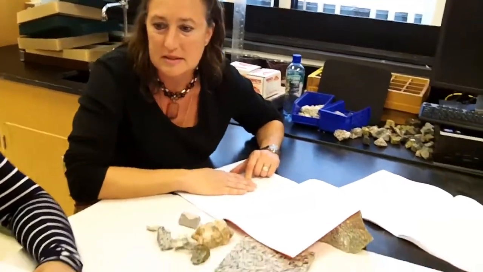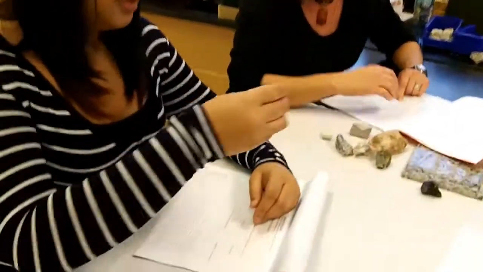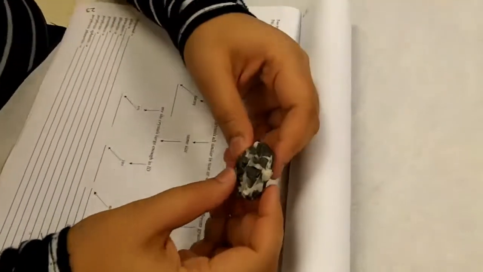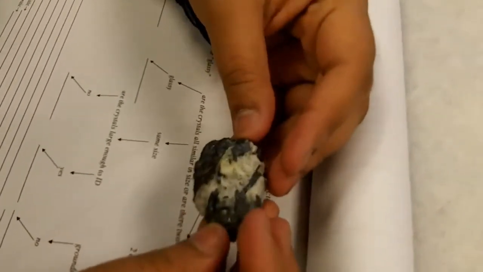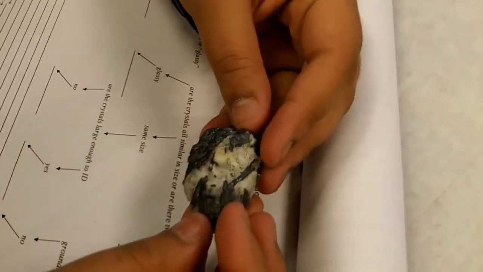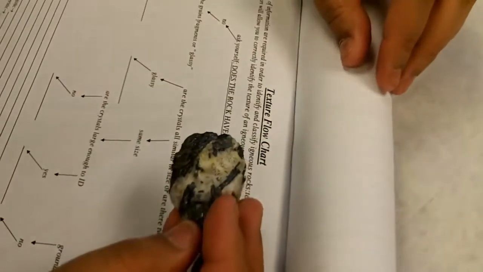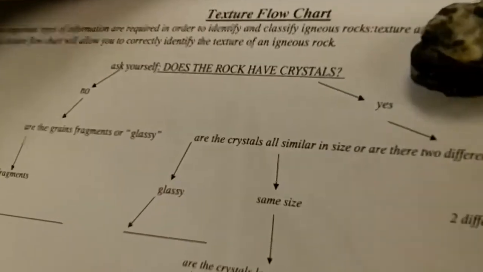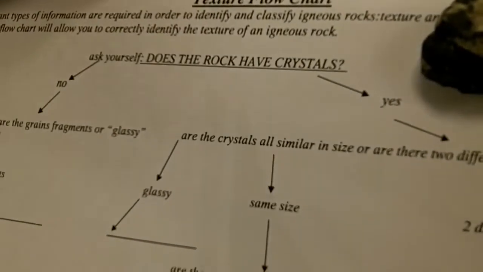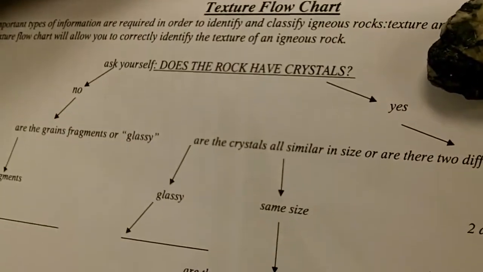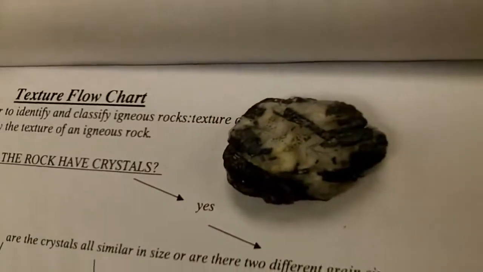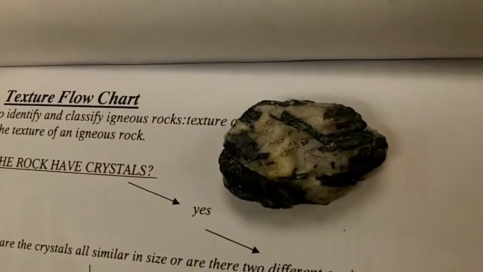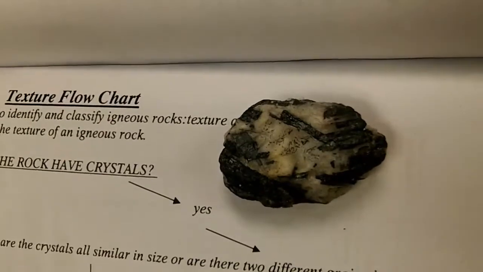Which one would you like to do next? That one? Okay. That's a nice one to pick. All right. So where do we start? If it has crystals or not. Yeah. So this is the one you're going to be looking at. Do you have one too? Right here. That one? Okay. What do you think? Can you see crystals on that rock? I don't think so.